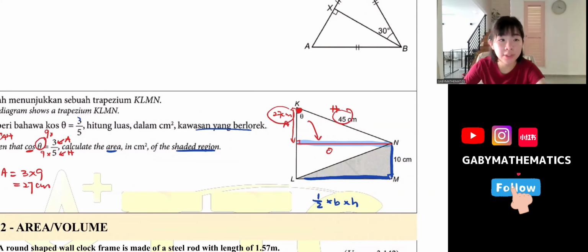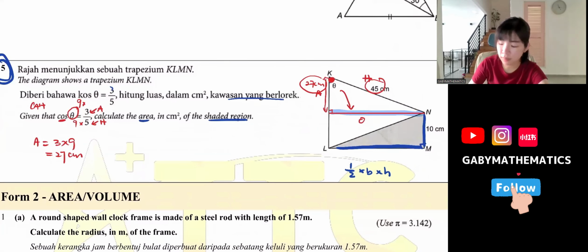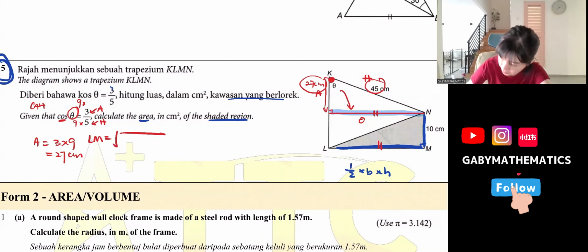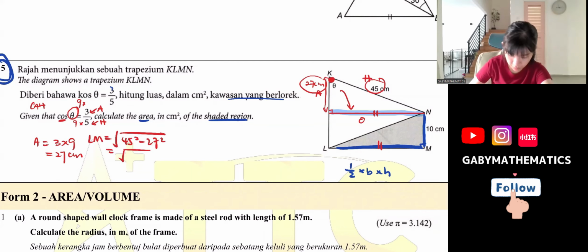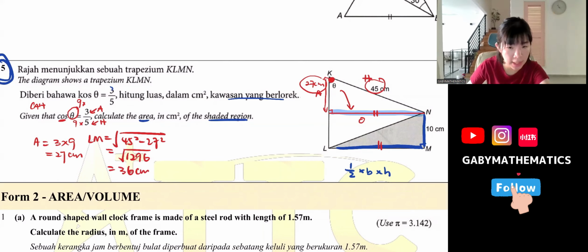So I have 27, I have 45. We can use Pythagoras theorem. Pythagoras theorem, plus or minus. You have to find a shorter side, so we have to minus. Okay, so to find the length of LM, by the way, this line is the same as LM, so I just label LM. We use Pythagoras theorem, 45 squared minus 27 squared. Square root how much? 1296. Square root of 1296 is 36 cm.